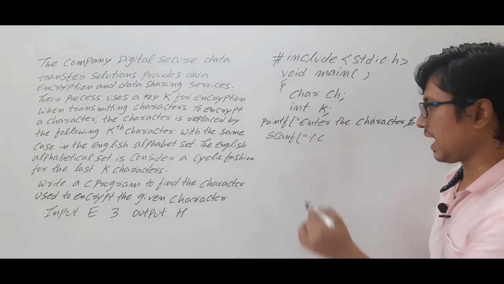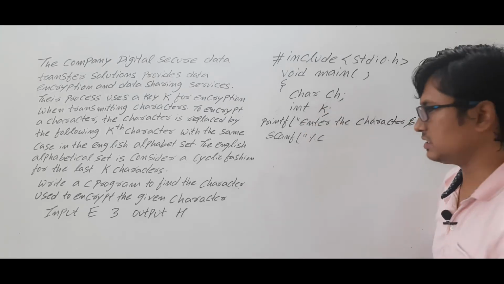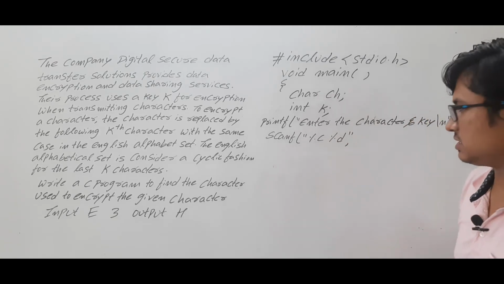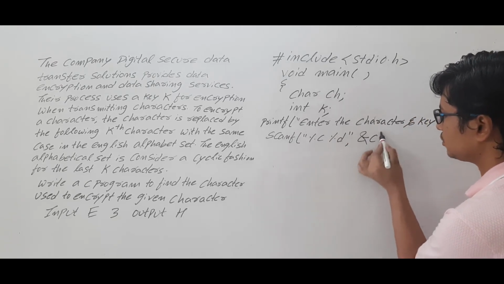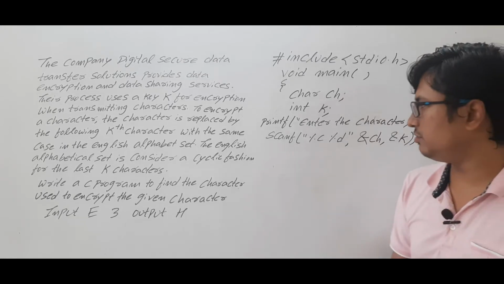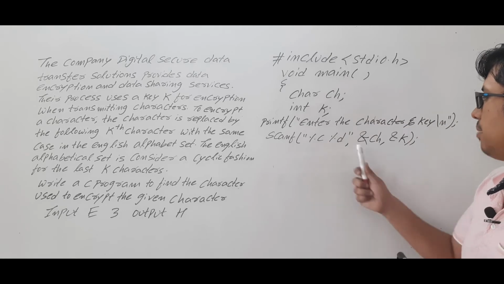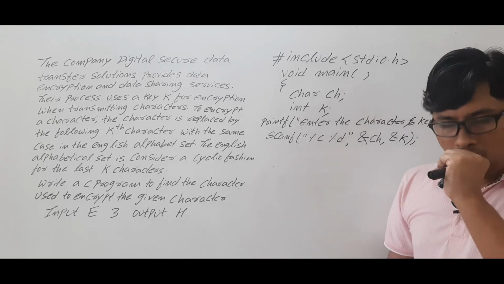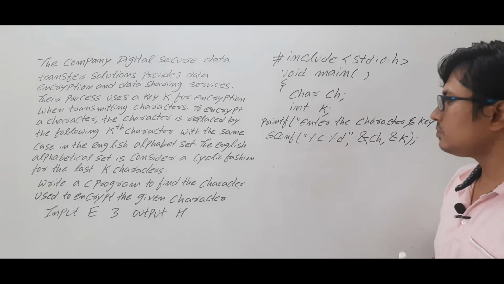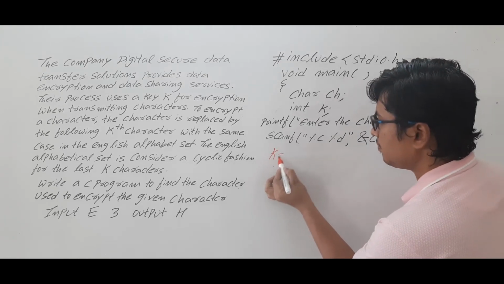One input is the character, so the format specifier is %c, and another one is an integer, so the format specifier is %d. We have to store these values in the address locations of the variables. That's why I have used the ampersand followed by the variable name. Is it clear? Ampersand ch.